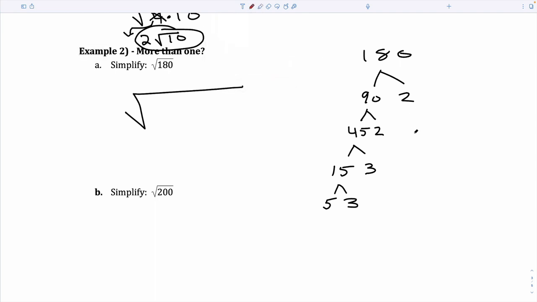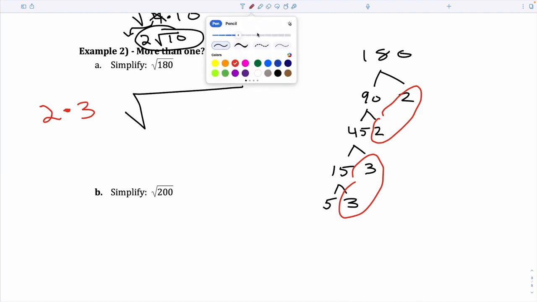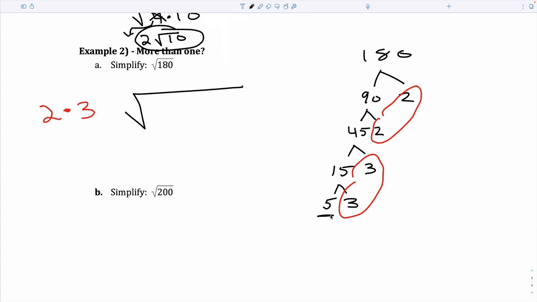Liliana? 2 and 3. You have 2 appearing and 3 appearing. That means I can take 2 outside the square root and 3 outside the square root. They're going to end up multiplying, 2 times 3. What's the only number left over, Jersey? The only number left over is 5. So 5 is trapped. 2 and 3 got to jump out. 2 times 3 is 6. 6 root 5 is the answer.